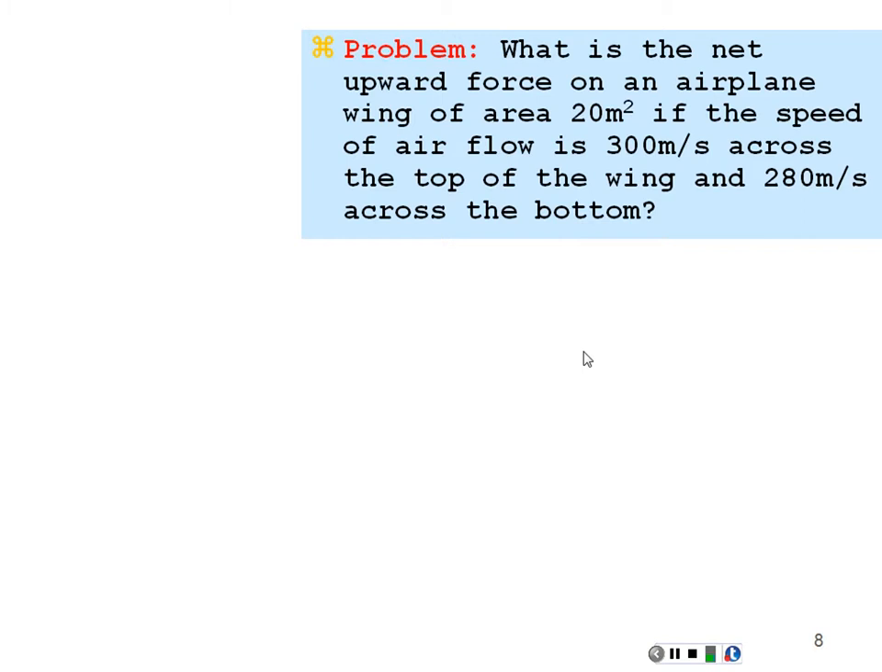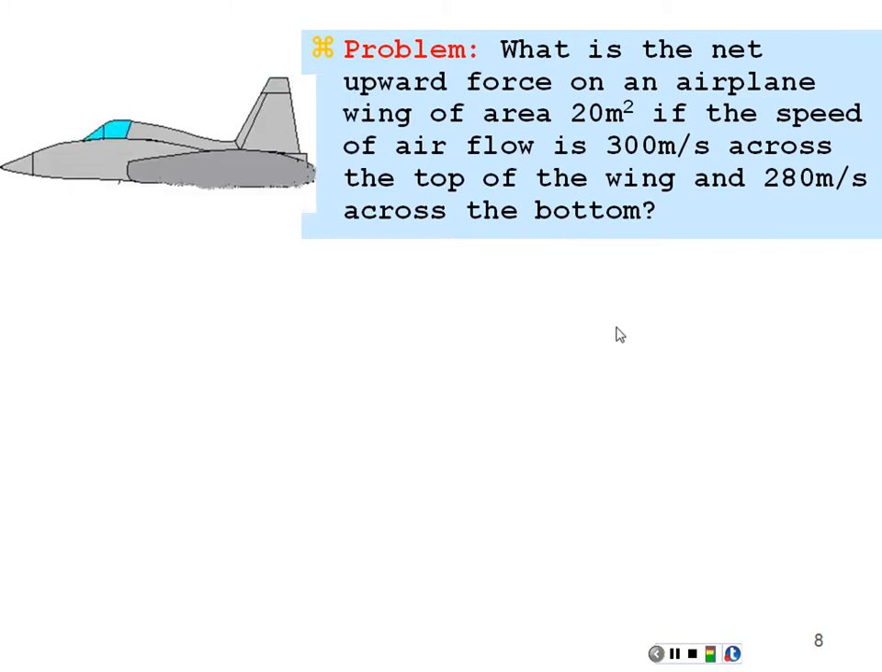Let's try out Bernoulli's equation on this problem. What is the net upward force on an airplane wing of area 20 square meters if the speed of airflow is 300 meters per second across the top of the wing and 280 meters per second across the bottom? Well, if I have a curved wing, and if the airflow is streamlined, that means it's coming in and recombining on the other side.